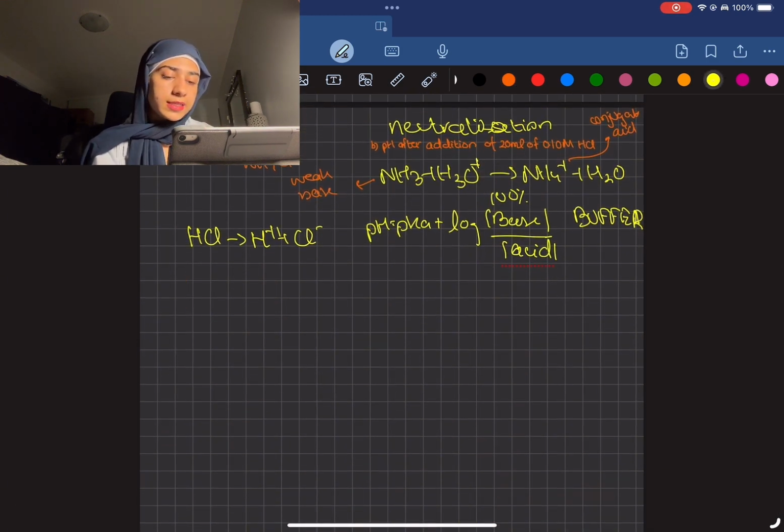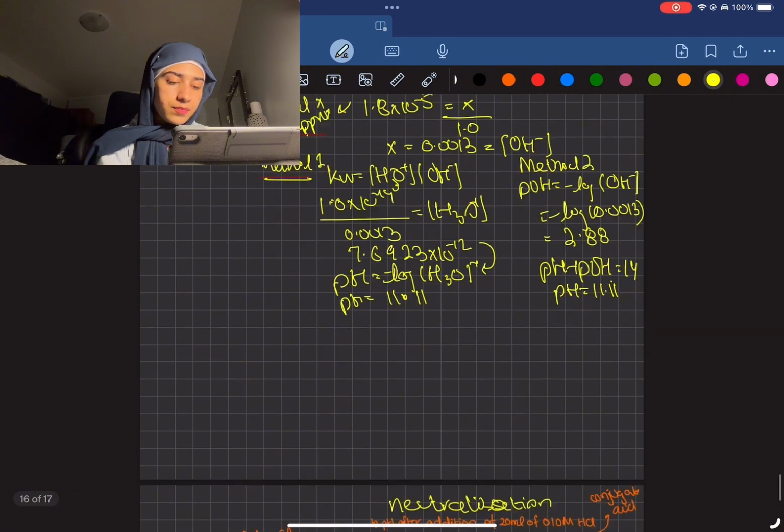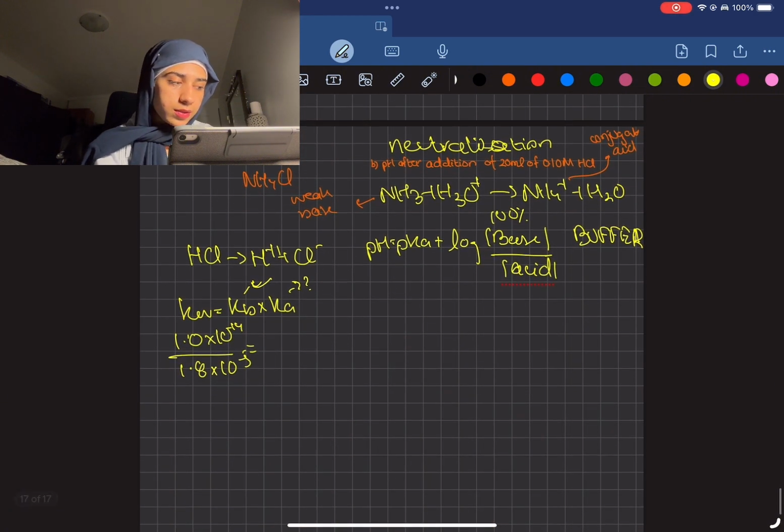So that would be Kw equals Kb times Ka. I have this, I need to find this. The value for Kw is a constant, so you always have it. I think Kb is 1.8, yeah. So Ka would equal 5.5 times 10 to the negative 10.